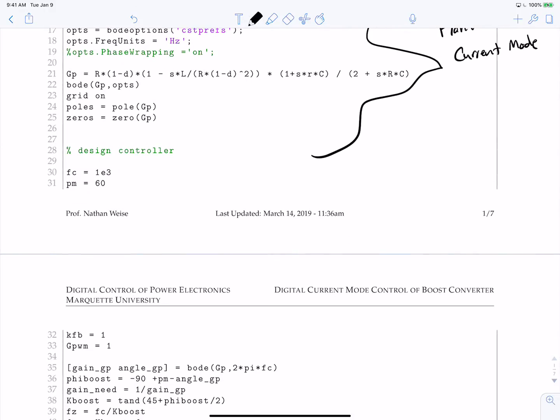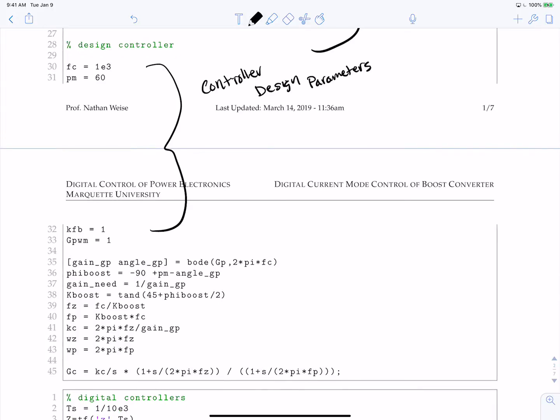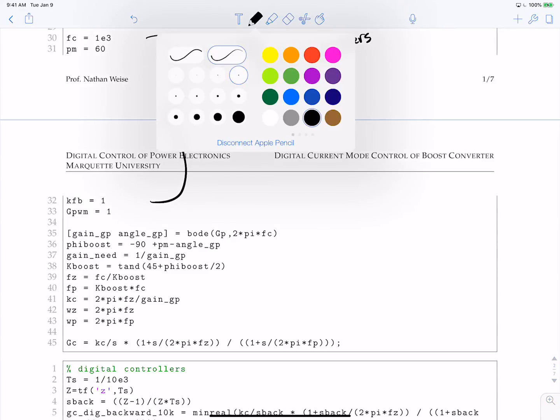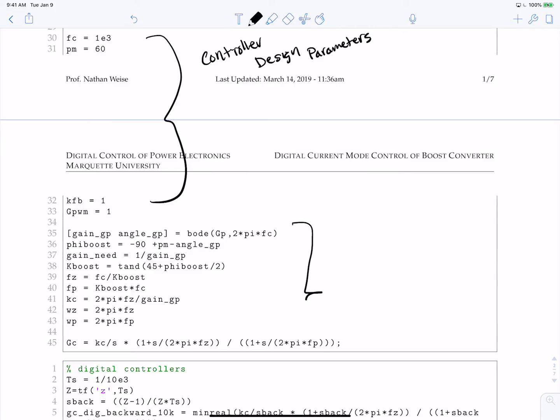Lines 30 through 31 are our controller design parameters. So how much phase margin, how much bandwidth do we want? We can set those here. Lastly, in 35 through 45, we have our controller design. Essentially this will give us a design for a controller, and this is where we left off last time. We had one control design for a bandwidth of 1 kilohertz and a phase margin of 60 degrees.